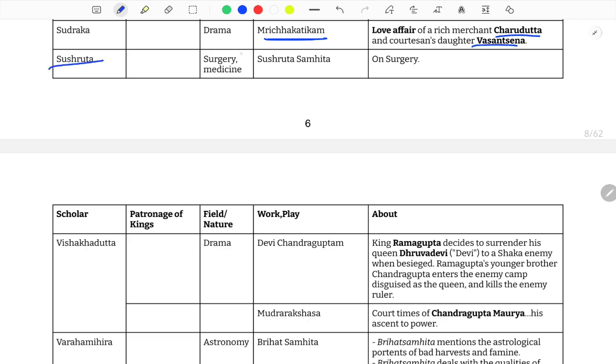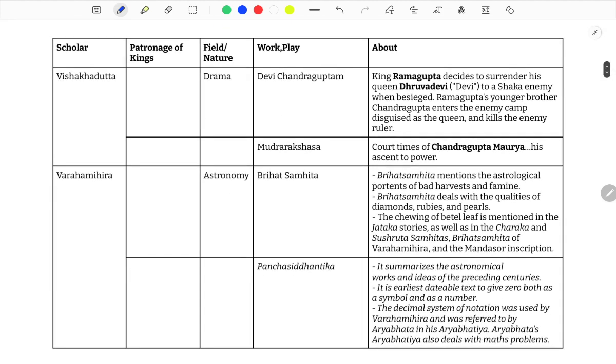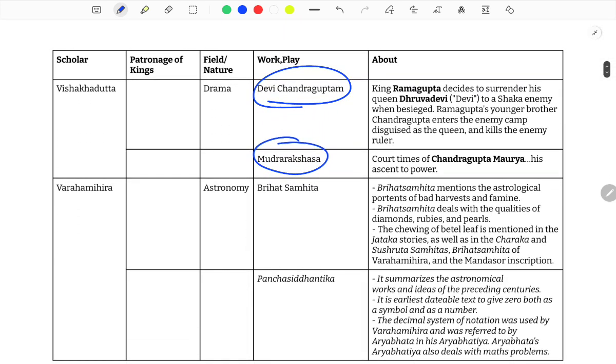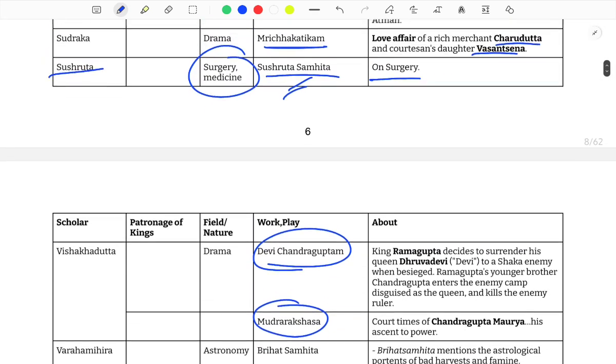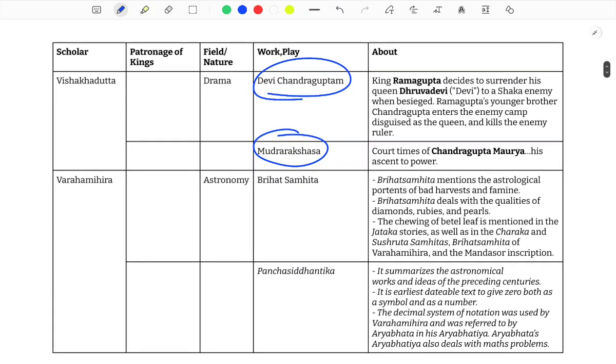Then Sushruta deals with surgery and medicine. His Sushruta Samhita is very well known on surgery. Then Vishakhadatta, dramatist. Devi Chandraguptam is an important work, and Mudrarakshasa. Don't get confused between Mudrarakshasa and Mritshikatikam. Mritshikatikam is by Shudrak and Mudrarakshasa is by Vishakhadatta.